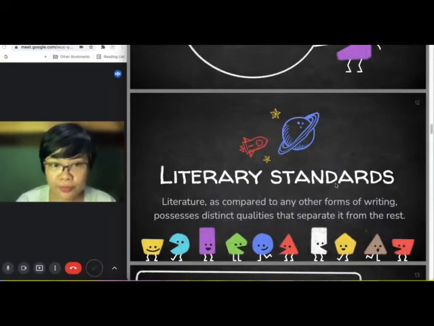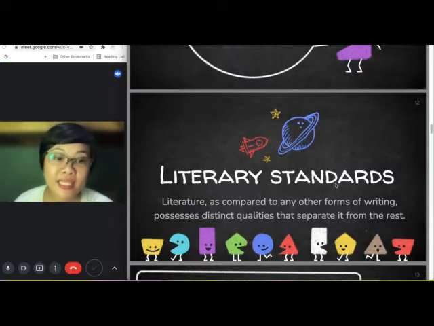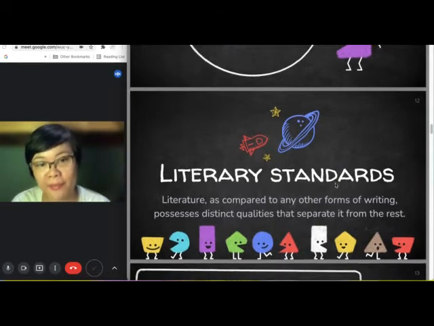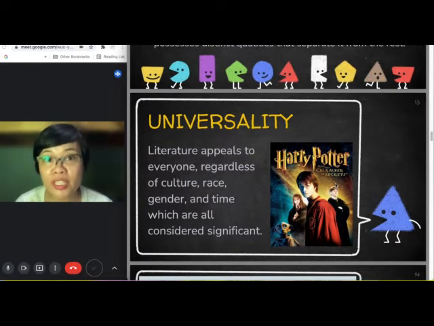So literature, as compared to any other forms of writing, possesses distinct qualities that separate it from the rest. So there are 7 standards that set literature from the rest of the literary texts in the world. Okay. So the first one is universality, especially the classics of literature.